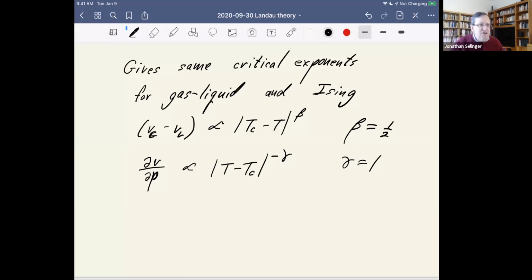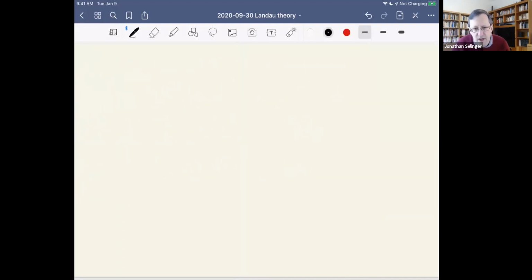Now, let me mention a couple other things of extra properties of doing this theory, extra features of doing this sort of theory. One feature is that you can think about what happens if there is a non-uniform order parameter?